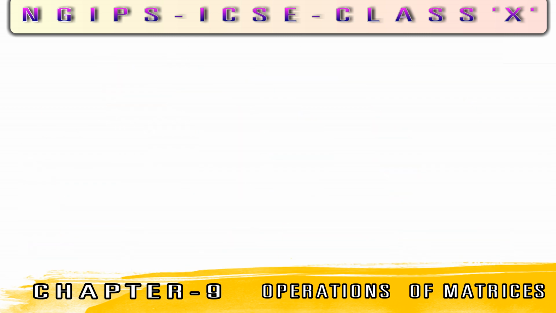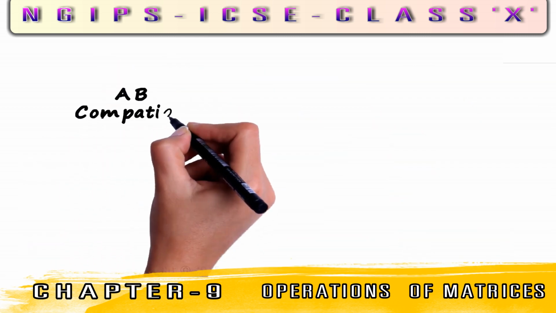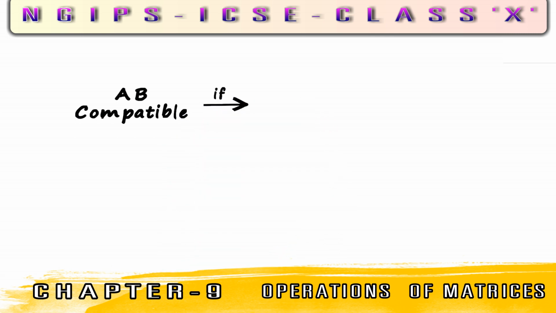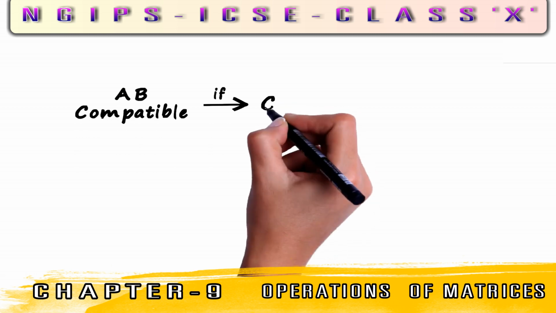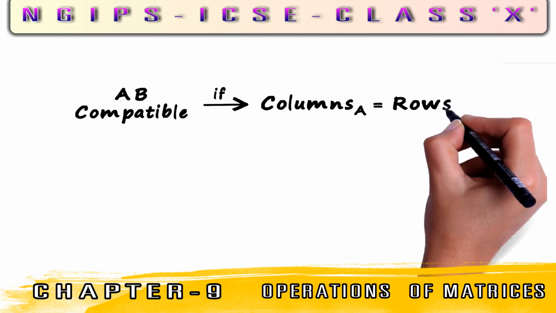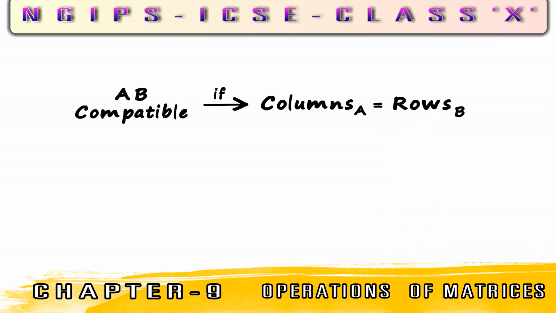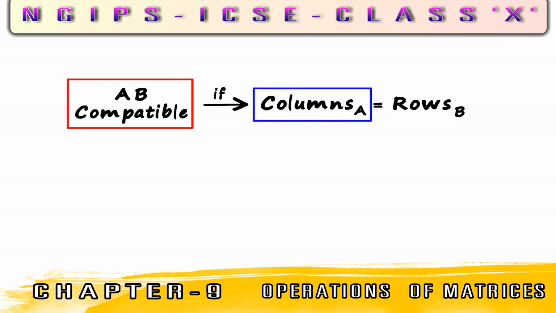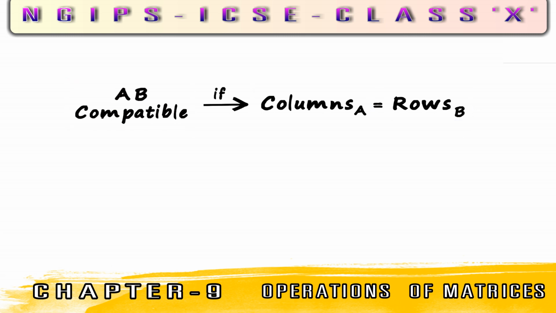Okay, here is the rule for the product AB to be compatible. Note that we are talking about A times B here and not B times A. A is the first matrix and B is the second. So the product AB is compatible if the number of columns in the matrix A is equal to the number of rows in the matrix B. Yes, AB is compatible only if the number of columns in A is equal to the number of rows in B. Let's see a couple of examples.